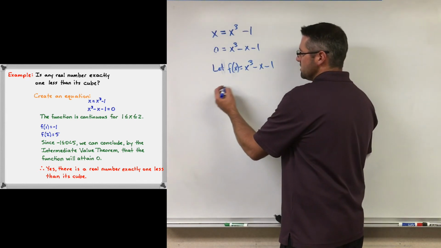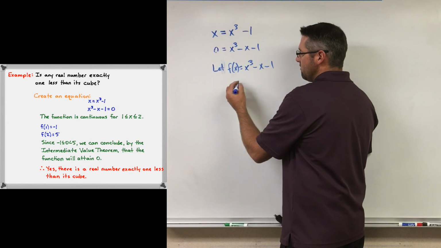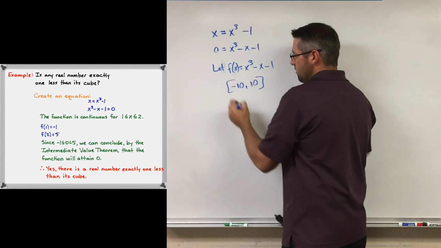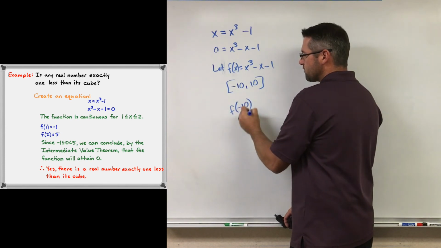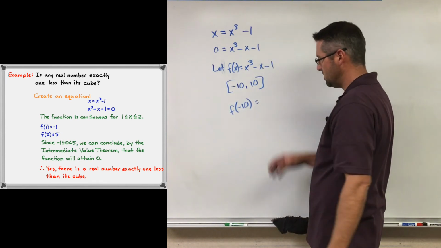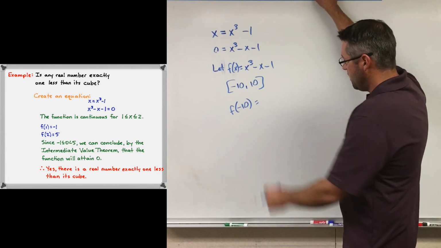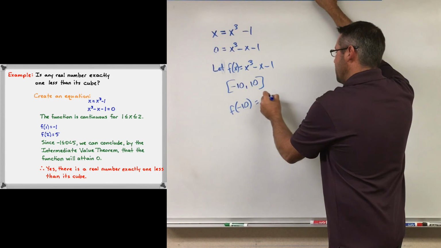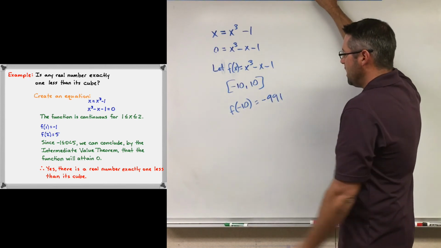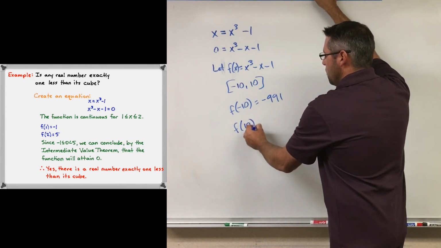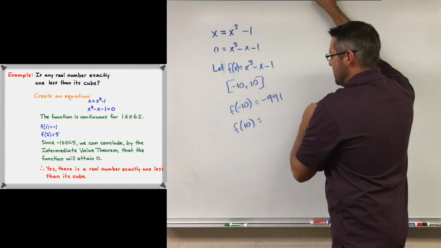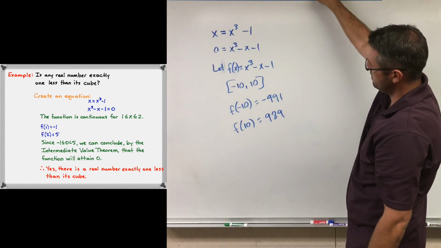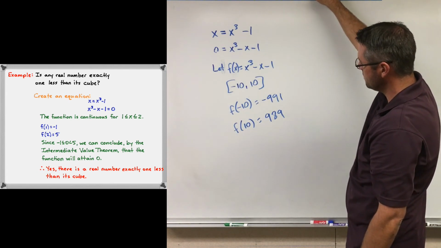Maybe we pick an interval like negative 10 to 10 as an example. Well, f of -10 is -10 cubed, which is -1000, and then plus 10. So that'd be -990, minus 1 is -991, I believe. And then f of 10, well, that'd be 1,000 minus 10 is 990, minus 1 is 989. Is that right? I believe that's correct.